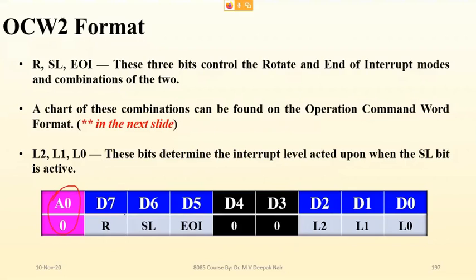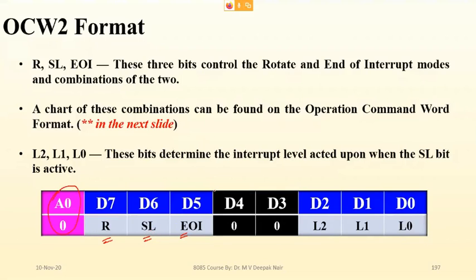Then D7, D6, D5. These three bits actually control the modes, like the modes of rotation, whether rotation is needed or not. We will come to that, what is rotation mode. Then the modes of end of interrupt, and SL, I am not recalling, some level. Slave level or something.